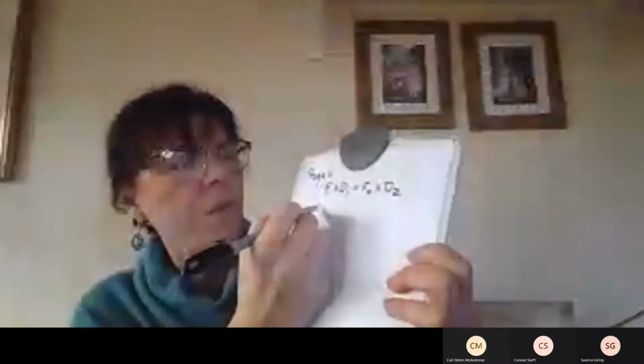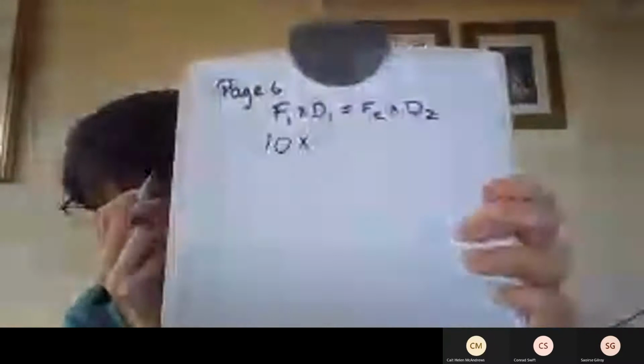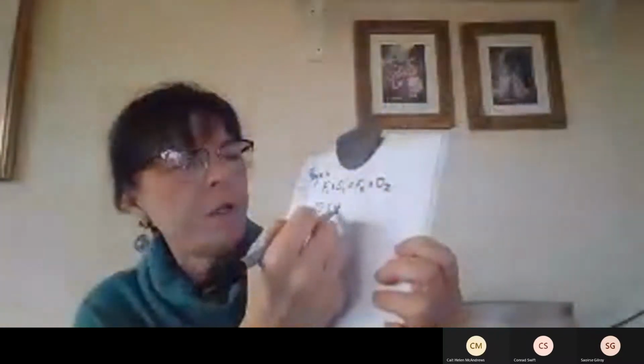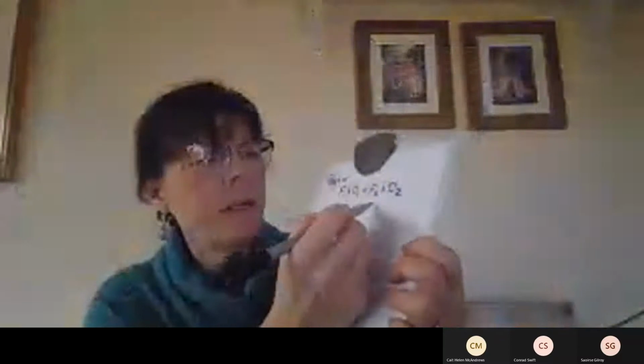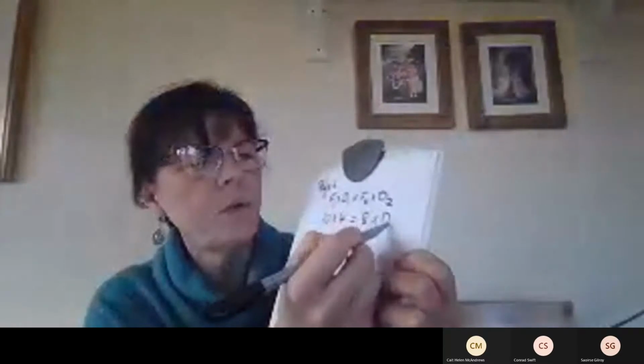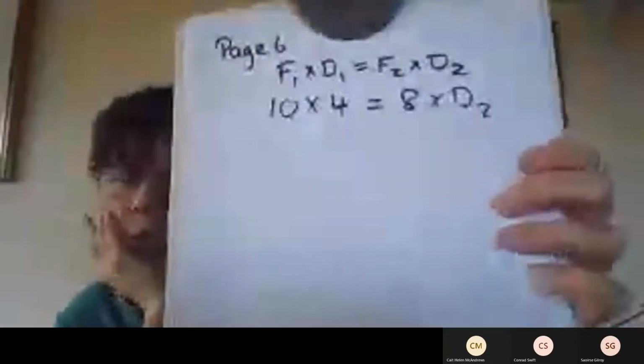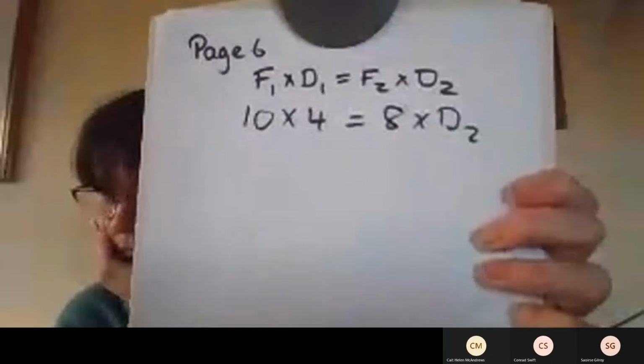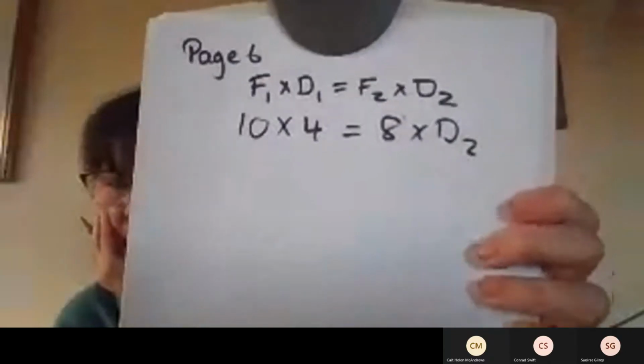On this side, F1 is 10 and the distance is 4, D1. And on this side, F2 is 8 and the distance we don't know. Now, if we don't know it, we're going to keep it as D2. And that's what we have to work out. That's the question mark.